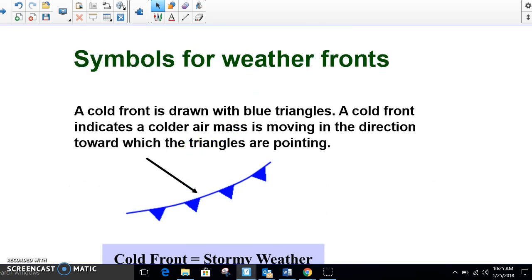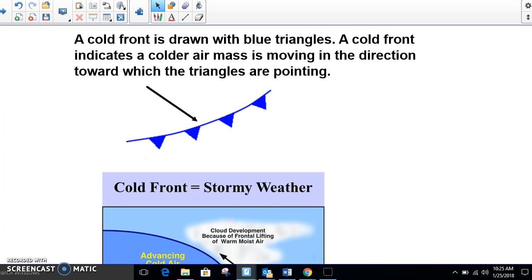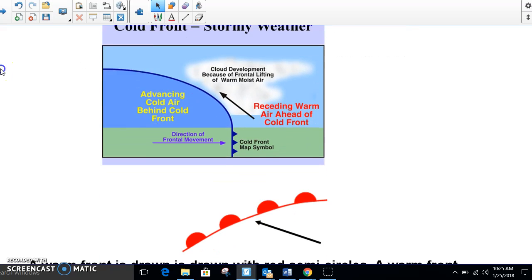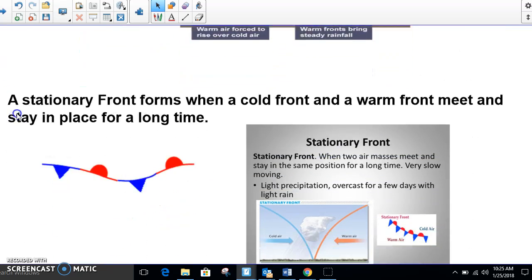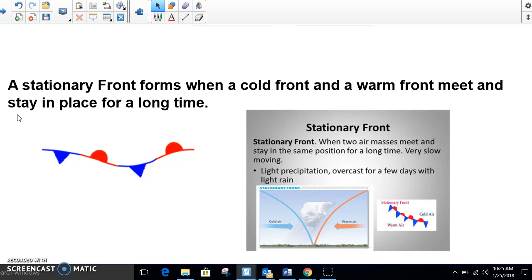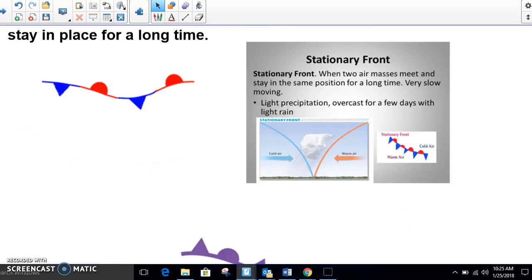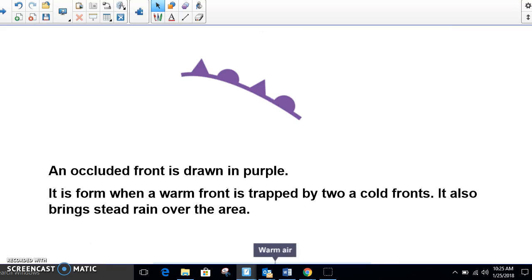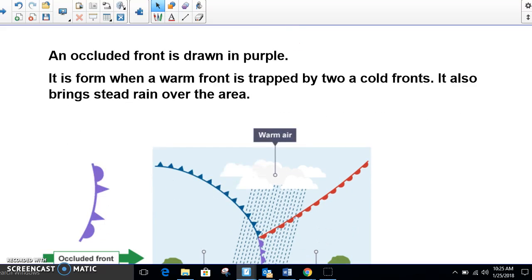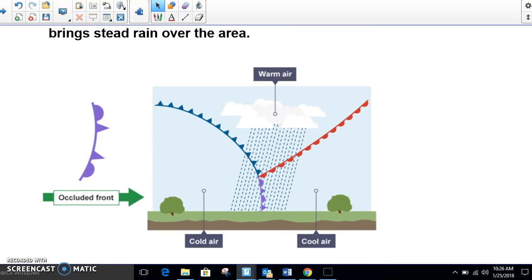So in summary, your four fronts that we talked about are the cold front, blue with triangles, warm front, red with semicircles, stationary front that has both warm and cold front not moving. They stay still over an area. And occluded front is when warm front is trapped between two cold fronts and also brings rain or precipitation.